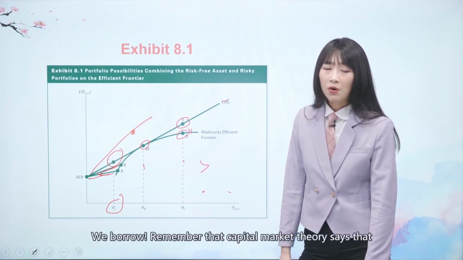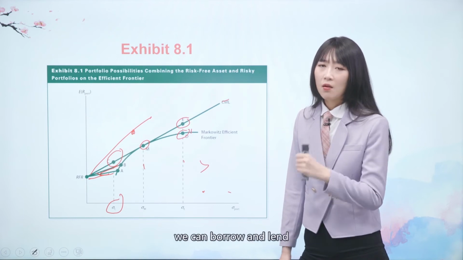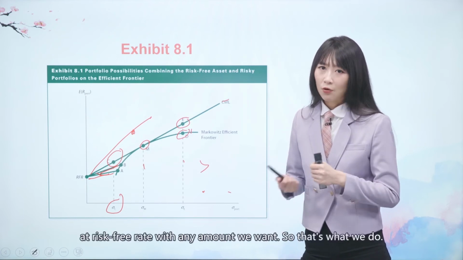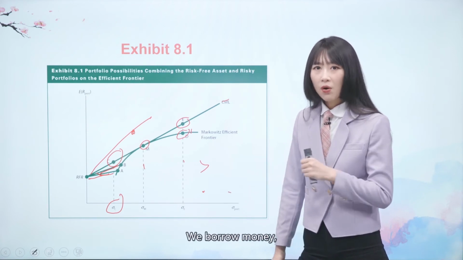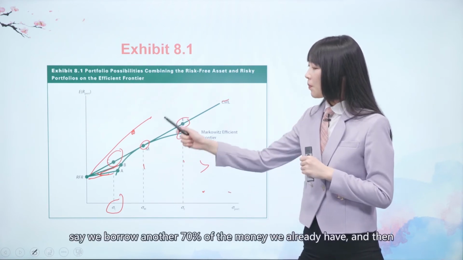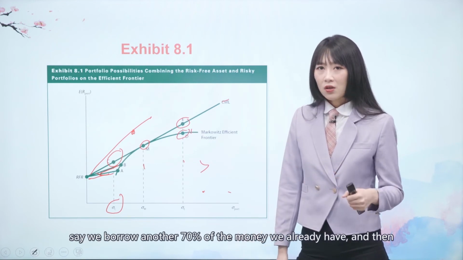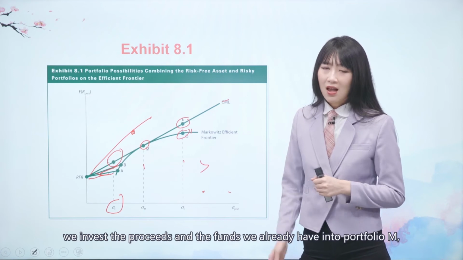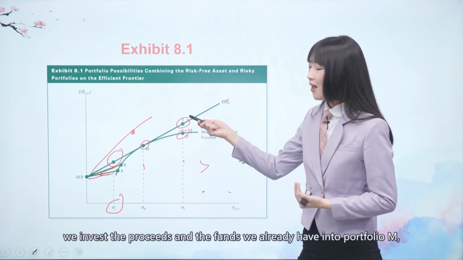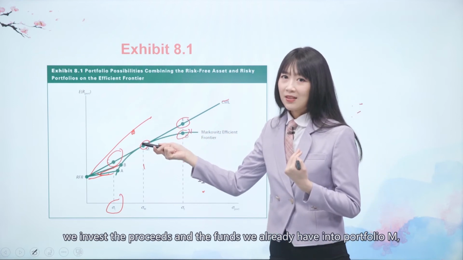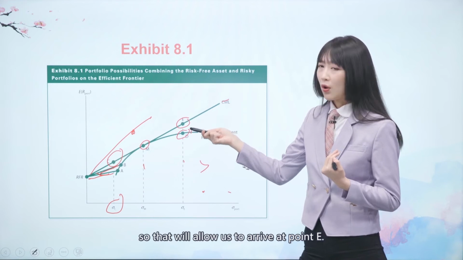We borrow. Remember, the capital market theory says that we can borrow and lend at the risk-free rate in any amount we want. So that's what we do. We borrow money. Say, we borrow another 70% of the money we already have, and then we invest the proceeds and the funds we already have into this portfolio M. So that will allow us to arrive at point E.